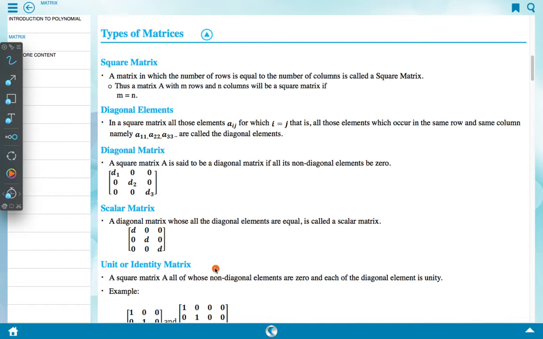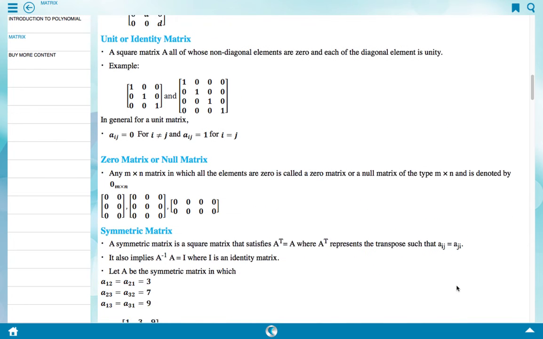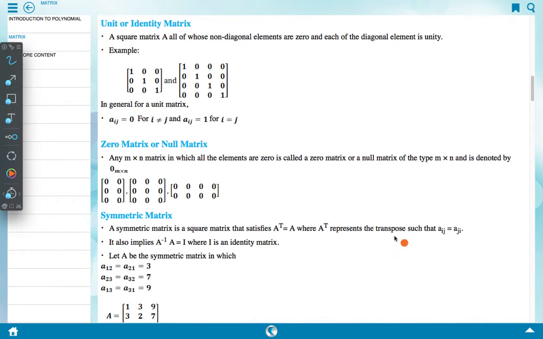Unit or identity matrix. A square matrix A, all of whose non-diagonal elements are 0 and each of the diagonal elements is unity. Example, see here: 1, 1, 1 on the diagonal and all others 0. And next here 1, 1, 1, 1. All the diagonal is 1 and the rest is 0. In general, for a unit matrix, Aij equal 0 for i not equal to j, and Aij equal 1 for i equal j.